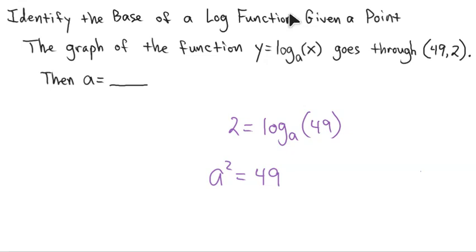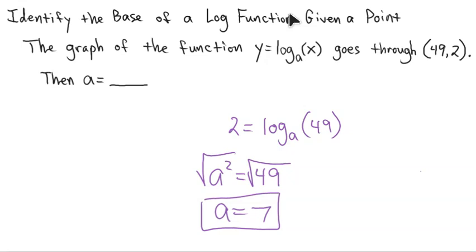This is a fact. Well, there's a couple things we can do. Let's do it this way. If we take the square root of both sides, the square root cancels out the 2, and all we have left is a, and the square root of 49 is 7. Therefore, a is equal to 7. And so this is y equals log base 7 of x.